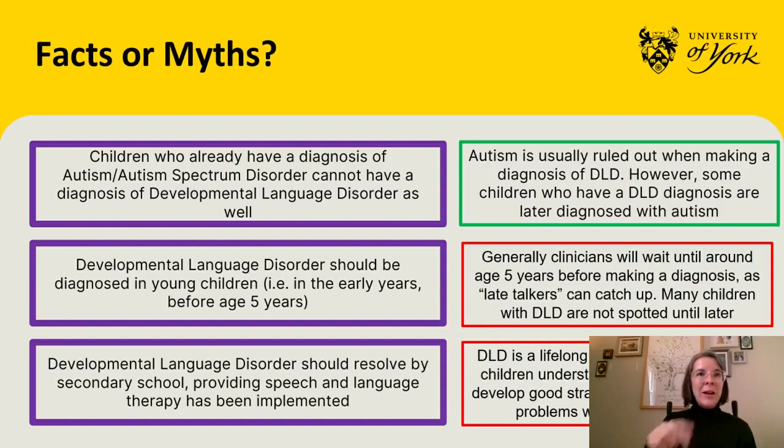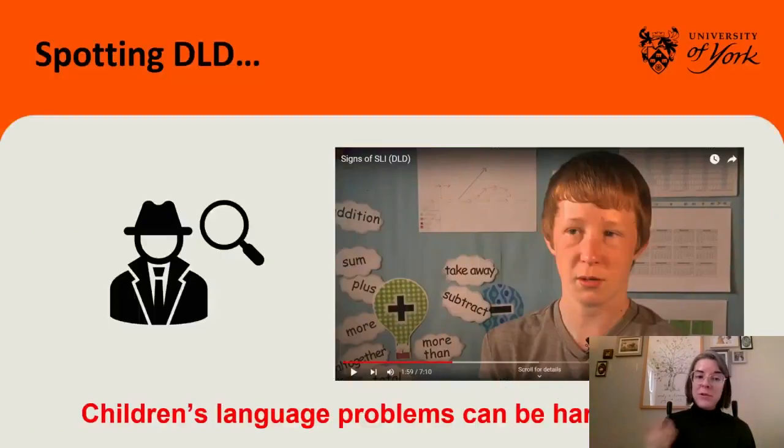So I'll include the link to this other video on the Rattled website, just so you can go and watch it. But the reason I really like this video, if you watch the signs of SLI, now called DLD, is it's got, I think, 3 different children in it talking about their experiences. And what I think it's helpful to reflect on is whether if you met that child, would you think, oh, this is a child with a language problem? I think actually if I met any of these 3 children, I wouldn't necessarily jump to that conclusion, and I work in DLD research. And the point is that children's language problems can be very hard to spot.